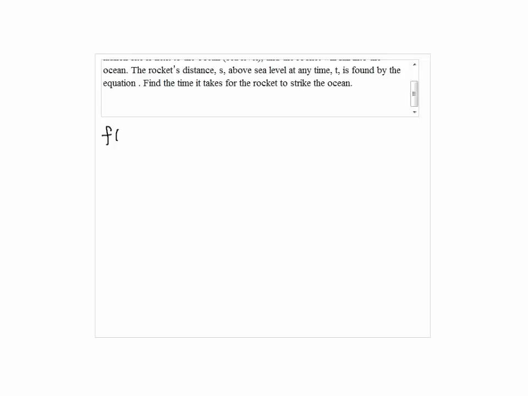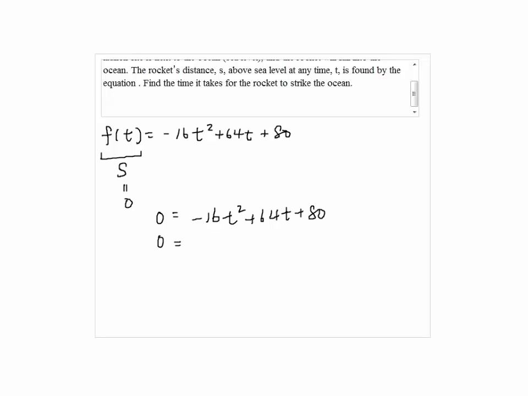The equation is f of t equals negative 16t squared plus 64t plus 80. So when the rocket strikes the ocean, the distance s will be 0. So we set s of t, the distance, equals 0. So negative 16t squared plus 64t plus 80 equals 0. And we're going to solve for the corresponding t's.